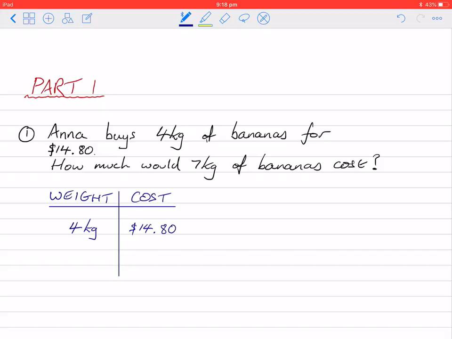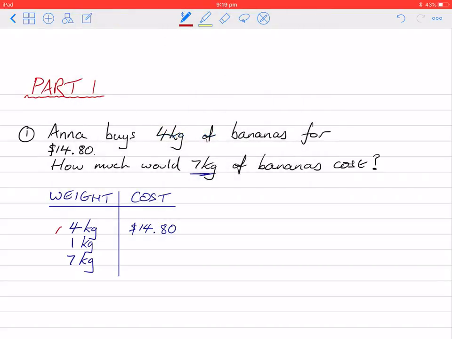Now this method we're going to use is called the unitary method, and you'll see why shortly. So we want to know how much would 7 kilograms cost. So I'm going to leave a gap here and do 7 kilograms there. It's called the unitary method because in this method we always find out the value of 1. I'm going to put 1 there, and so we are going to find out what 1 is, and then we'll be able to work out what 7 is.